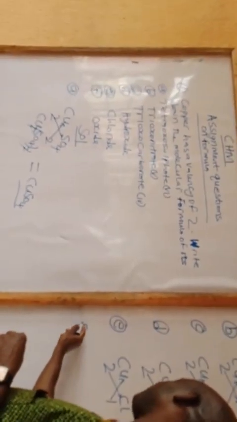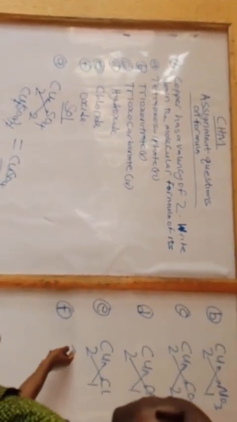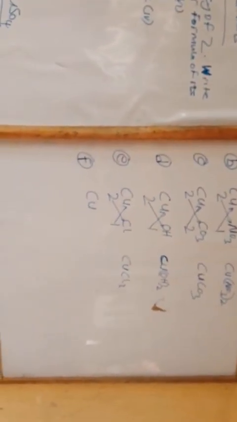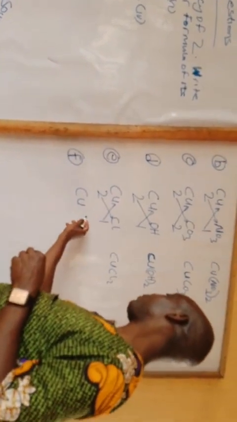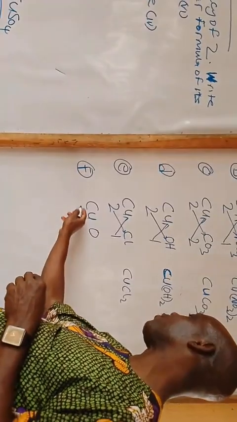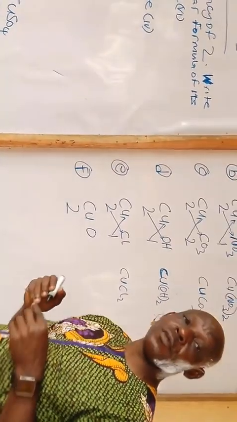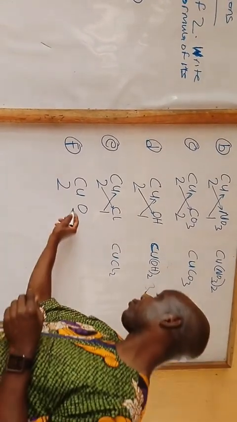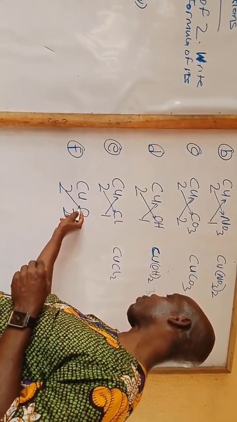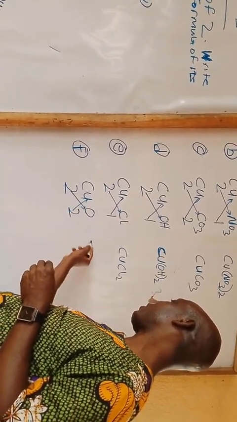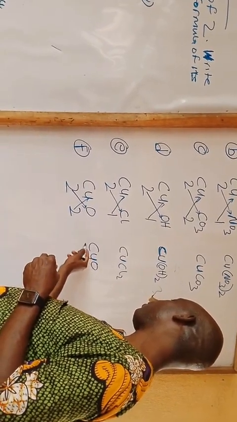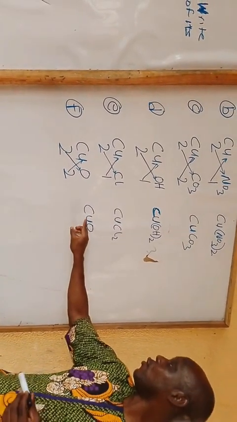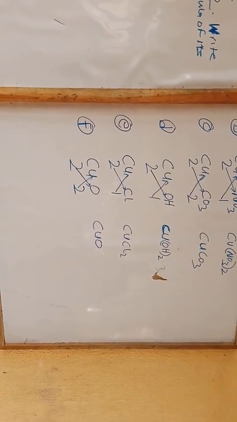F part of the question. Copper has a valency of 2. Write down the molecular formula of its oxide. Oxide is from oxygen, which is O. Copper has a valency of 2 as given. Oxygen belongs to group 6, and we already established that in our previous classes, and therefore it has a valency of 2. So the 2 for copper goes to oxygen, the 2 for oxygen goes to copper, so that now becomes CuO, because the 2 for copper and for oxygen will cancel out. So copper 2 oxide is CuO. I believe that is clear.